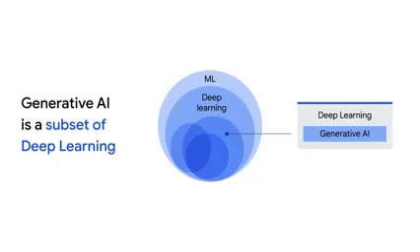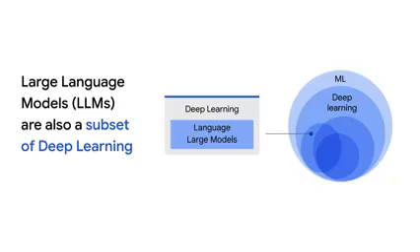Gen AI is a subset of deep learning, which means it uses artificial neural networks, can process both labeled and unlabeled data using supervised, unsupervised, and semi-supervised methods. LLMs are also a subset of deep learning. See? I told you I'd bring it all back to Gen AI.